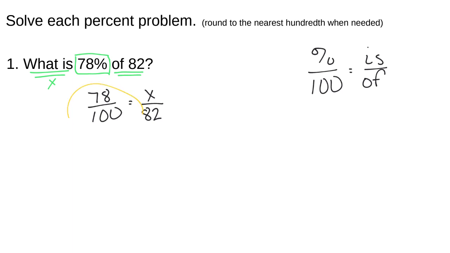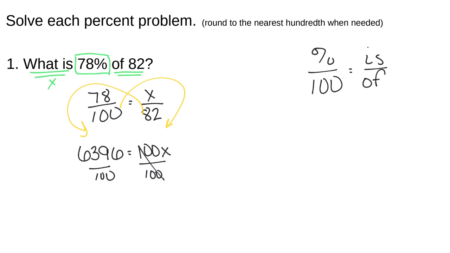Once we're here, we're going to use cross multiplying to solve for X. First up, I'm going to take 82 times 78. That's 6,396. And 100 times X is 100X. Then we're going to solve for X by dividing by 100 to get X by itself. So X is going to equal 63.96.